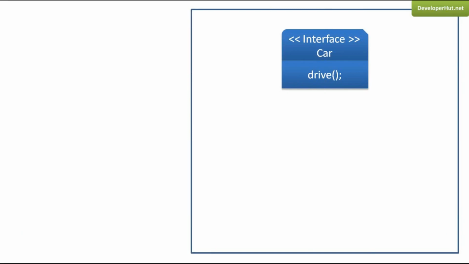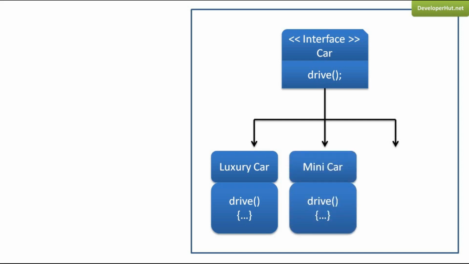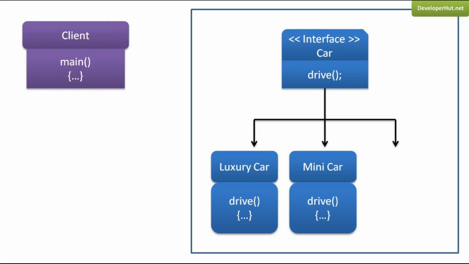So let's say we will see a similar example. Now I have a car class or a car interface which has a drive method, right? And now this car has multiple types. So maybe I have a luxury car which implements the drive method, and I have a mini car which implements the drive method according to its own implementation, right? Now I also have a client who is using this car drive method, right?